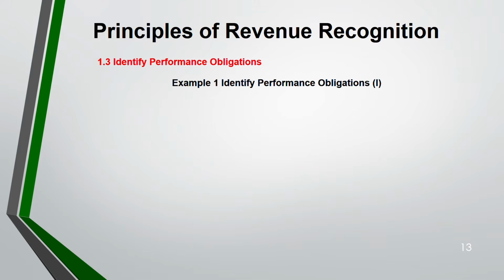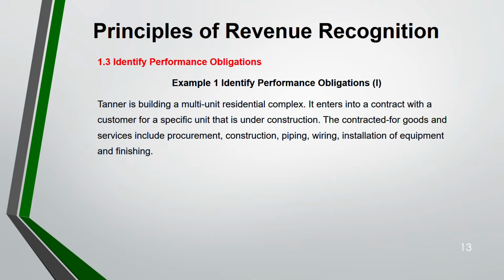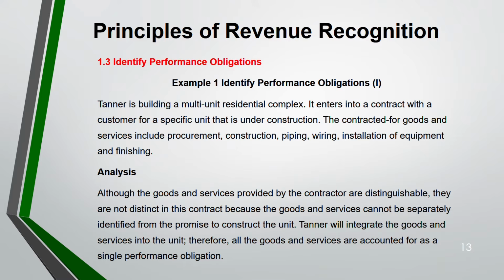Now, example 1, Tanner. Tanner is building a multi-unit residential complex. He is entering into a contract with a customer for a specific unit that is under construction. So the contracted goods and services include procurement, construction, piping, wiring, installation of equipment and finishing. Okay. What is the analysis?